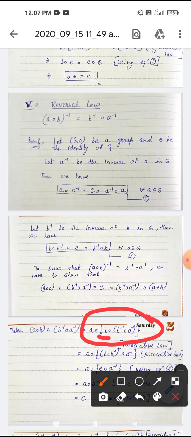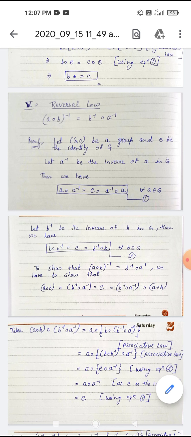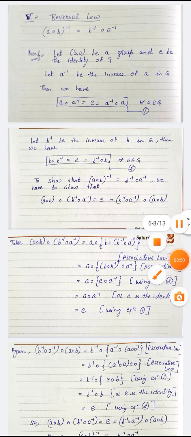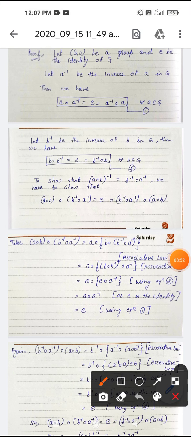Again in the bracket we have three elements B inverse A inverse. The last two terms are in the bracket. So if we apply associative law here, the first two terms will be in the bracket. So if we again apply associative law in the bracket, we will get like this: A operation B inverse in the bracket operation A inverse using associative law.